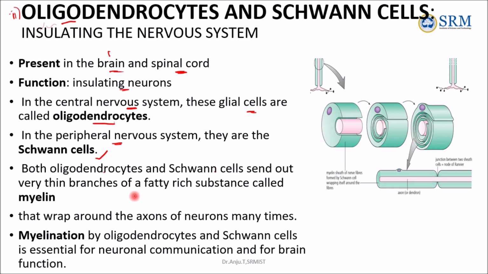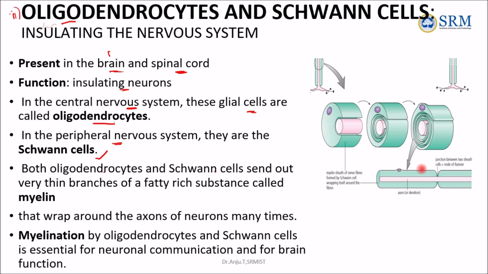So there are many layers of this myelin sheath, which is a fatty acid rich substance. So this myelination by oligodendrocytes and Schwann cells is essential for neural communication and for brain function.